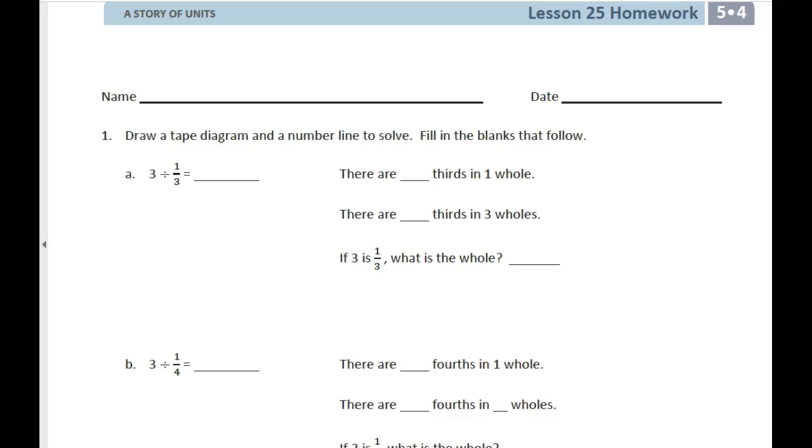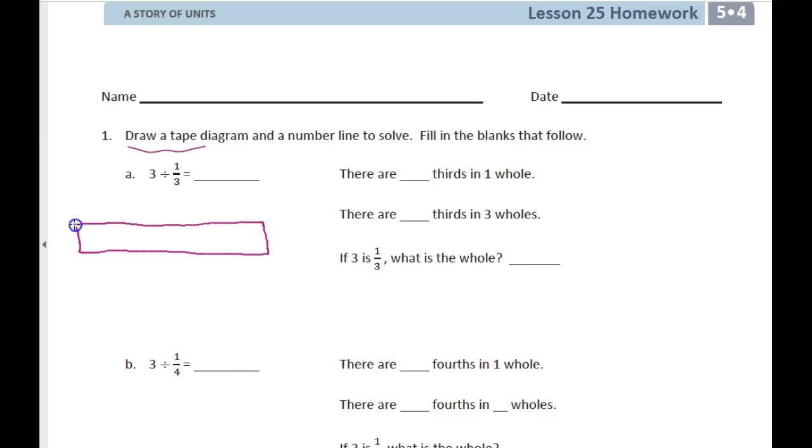So then you can see what that means. This is asking you to do some drawing so that you can see what's actually happening with it. So drawing a tape diagram and a number line to solve and then filling in the blanks that follow. So if you think about this, if I have 3 sandwiches and I want to break them into thirds, how many 1/3 pieces would I have if I happen to have 3 sandwiches?